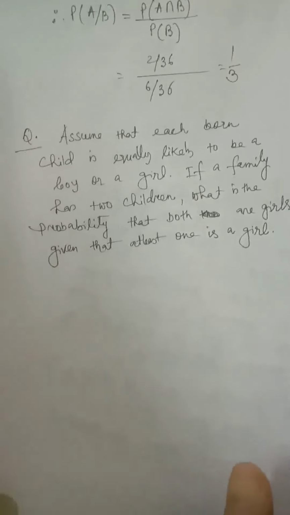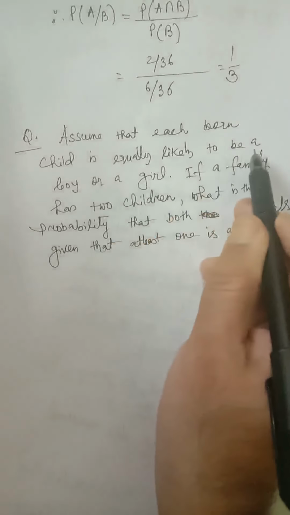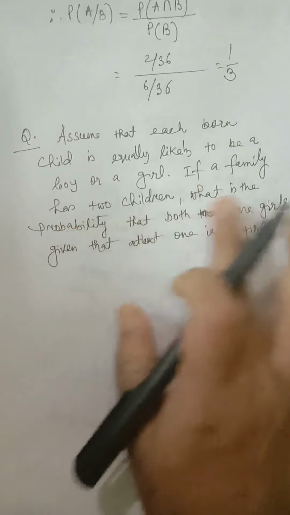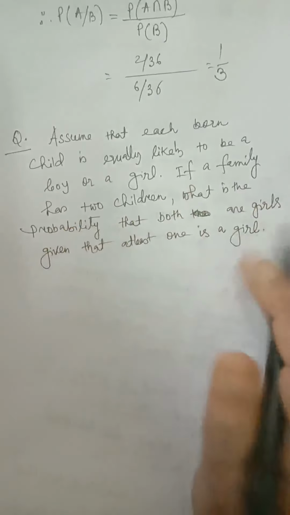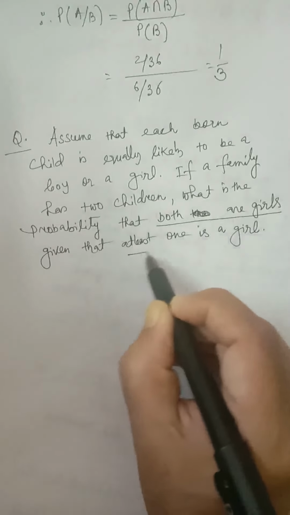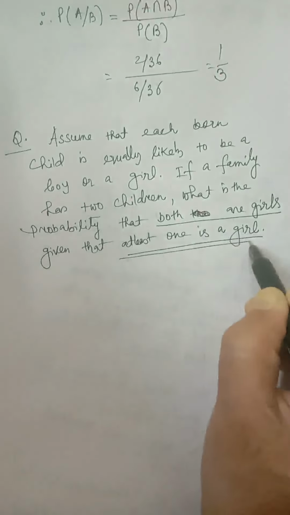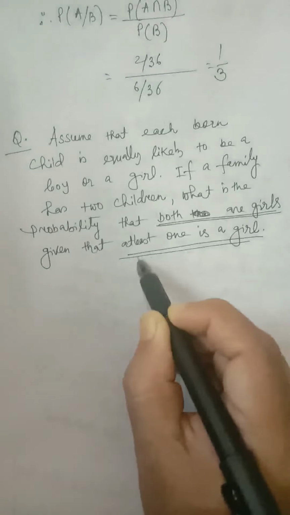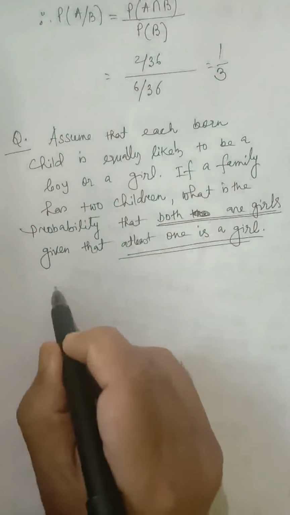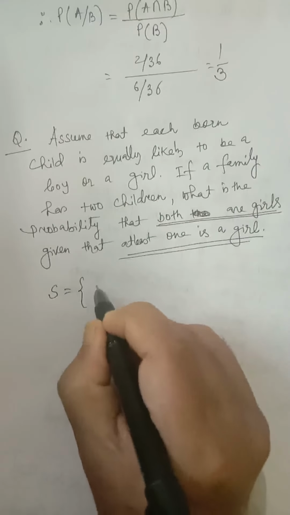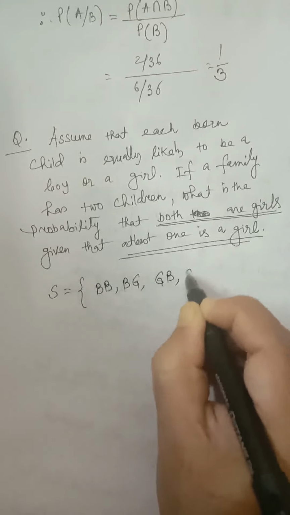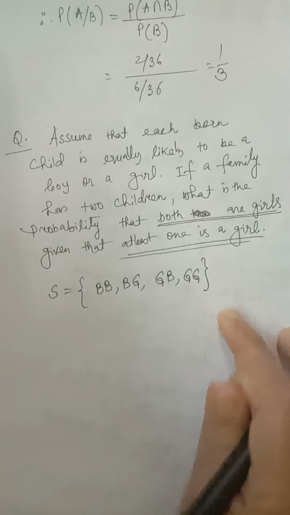Assume that each born child is equally likely to be a boy or a girl. If a family has 2 children, what is the probability that both are girls, given that at least one is a girl? So we have to find the probability of this. The given condition is at least one is a girl. So one by one. A family has 2 children. Here S, the sample space, equals BB, BG, GB and GG.